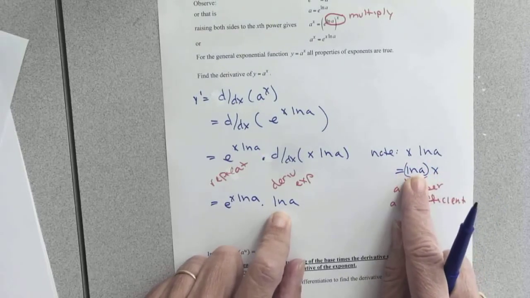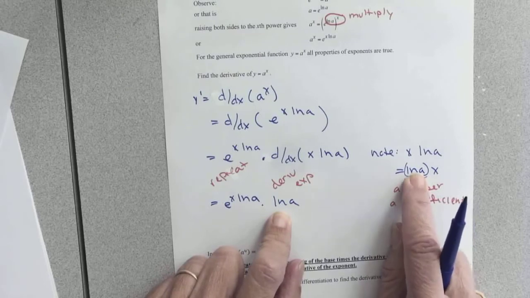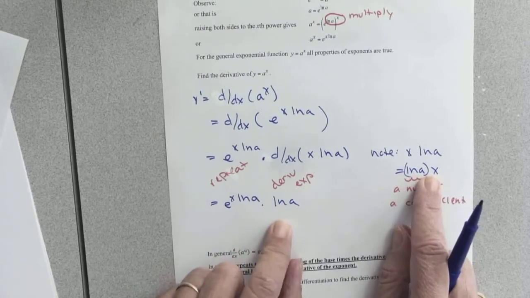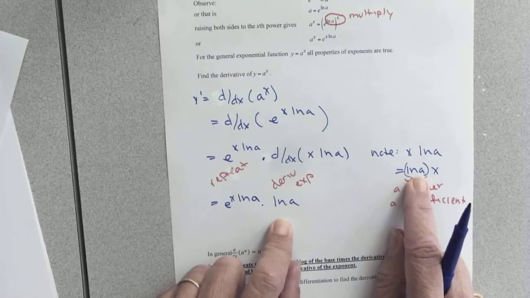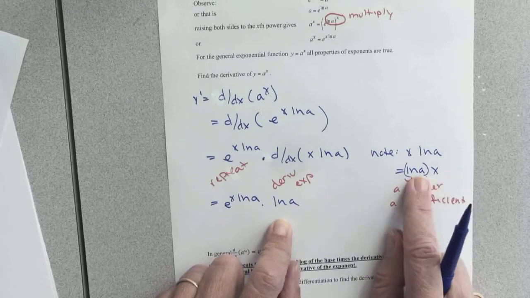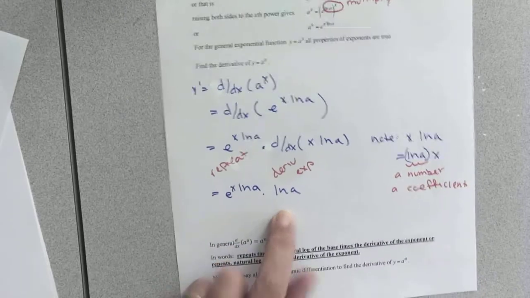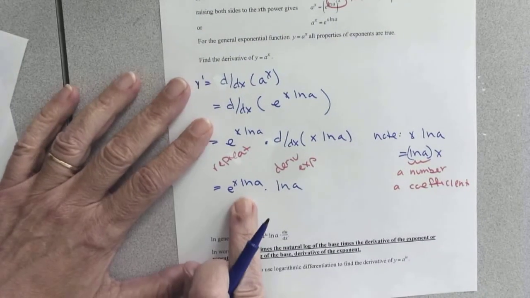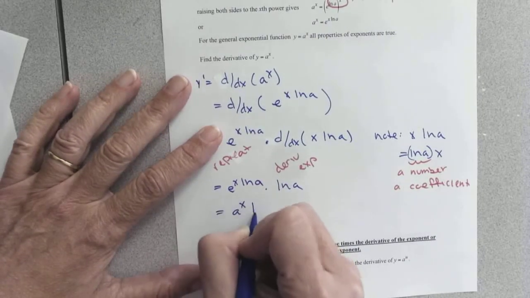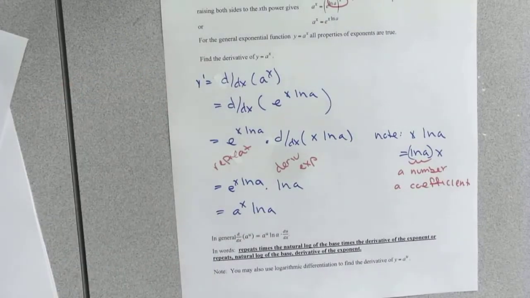Natural log of a is just a number. It's no different if it was 12, 16, 92. 92, let's go with 92. If it was 92x, the derivative would be 92. But it's not 92, it's natural log of a. So the derivative of natural log of a times x is natural log of a. And then this is what mathematicians called a to the x. And so I get a to the x natural log of a.